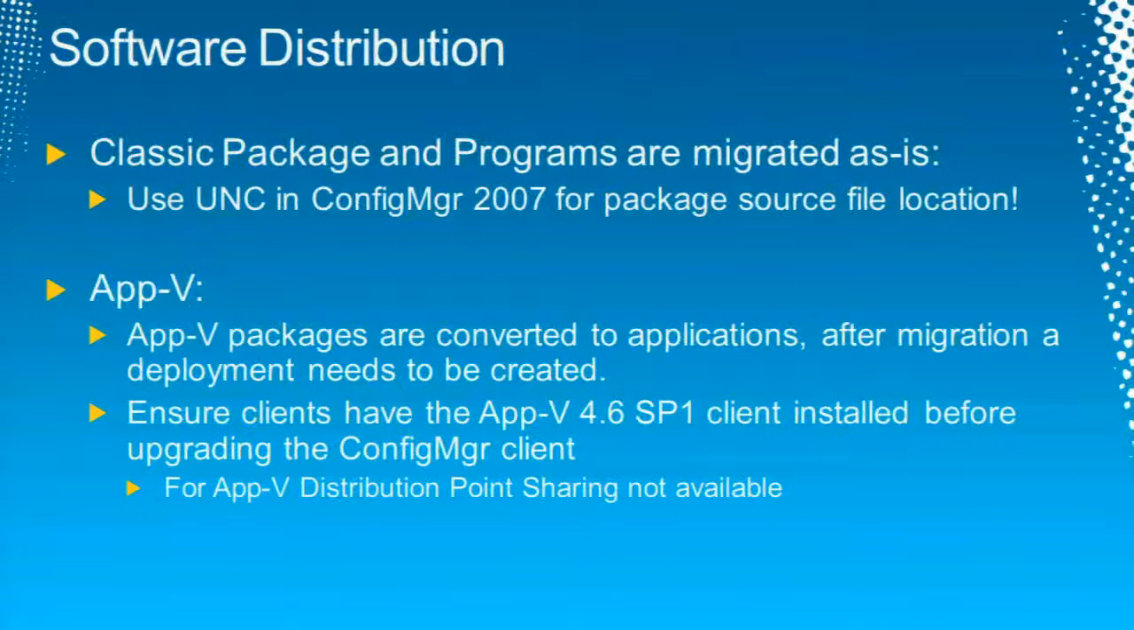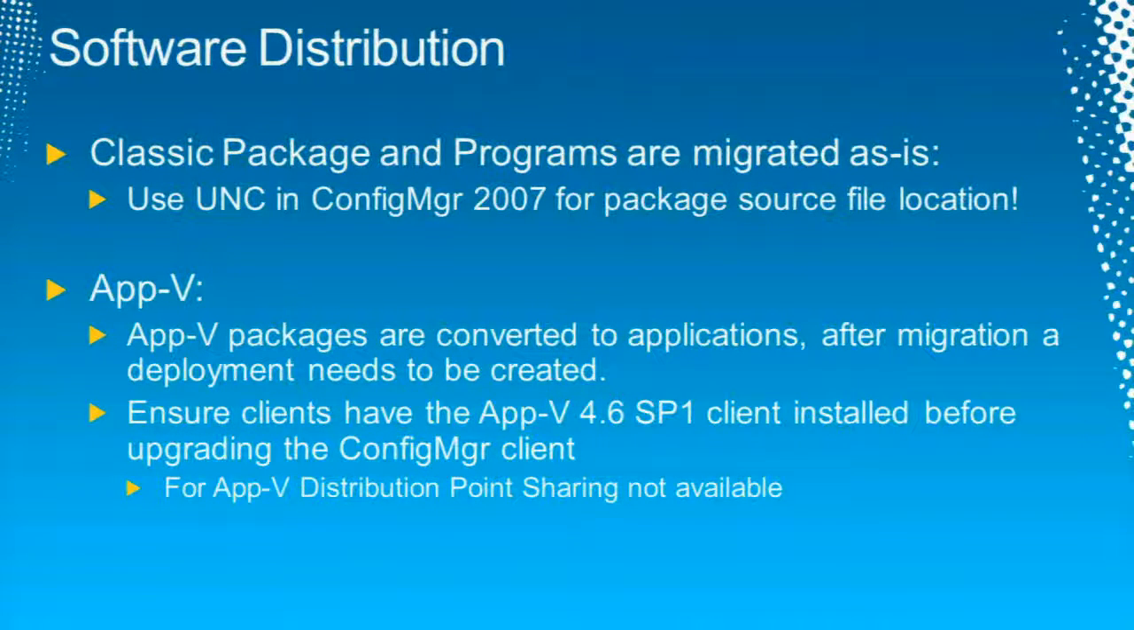By default, it's disabled. Now for App-V, if you have virtual application packages in 2007, we will migrate those over as applications in 2012 with an App-V deployment type automatically created for you. But standard software distribution packages become packages. We just don't deploy App-V packages in 2012 as packages, so we have to recreate them as applications with an App-V deployment type. But they're not deployed automatically, so you have to create your deployment for those.